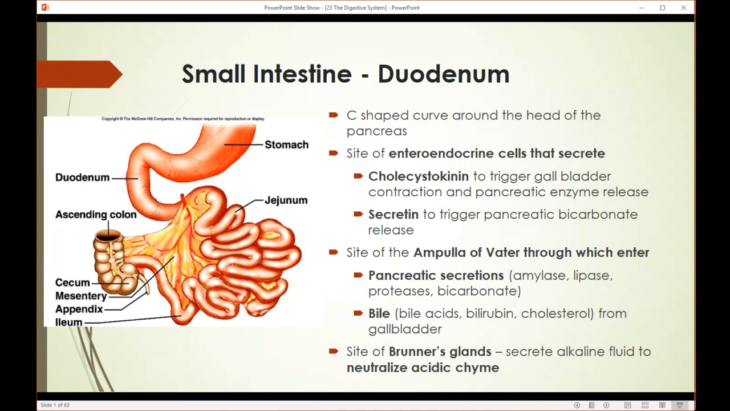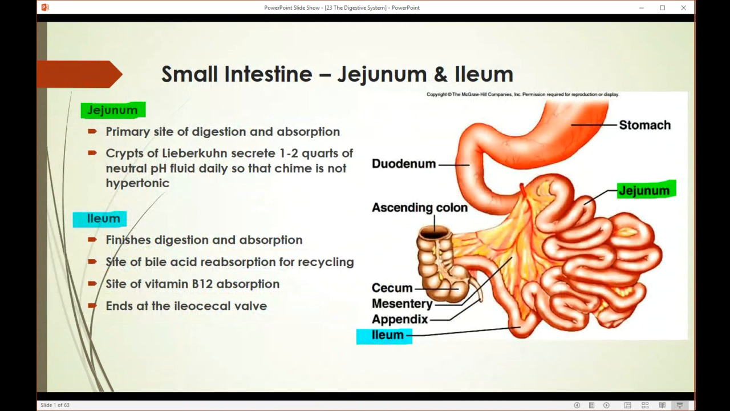We also have what's called the ampulla here, okay? And this is the ampulla of Vater, which is going to enter the pancreatic secretions, like the amylase, lipase, proteases, and bicarbonate, and the bile. And it's where we have the Brunner's glands, and the Brunner's glands are going to secrete alkaline fluid to neutralize our acidic chyme.